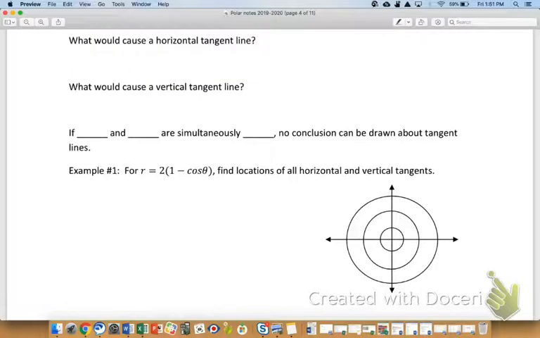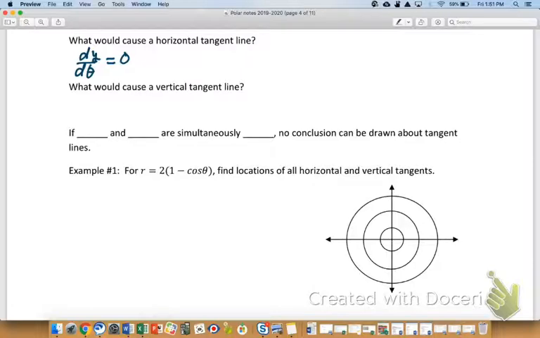Hey, so based on your guys' good work here around the room, and what you saw last time and this time, what do you think would cause a horizontal tangent line? Horizontal, zero slope. The top is dy is 0. Yeah. So if the numerator of that dy/dx fraction, so this would be if dy/d theta is equal to 0. If the numerator is 0, you've got a horizontal tangent line.